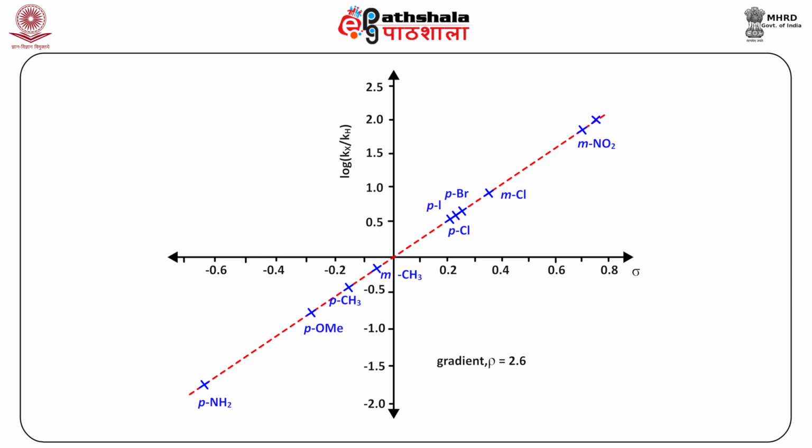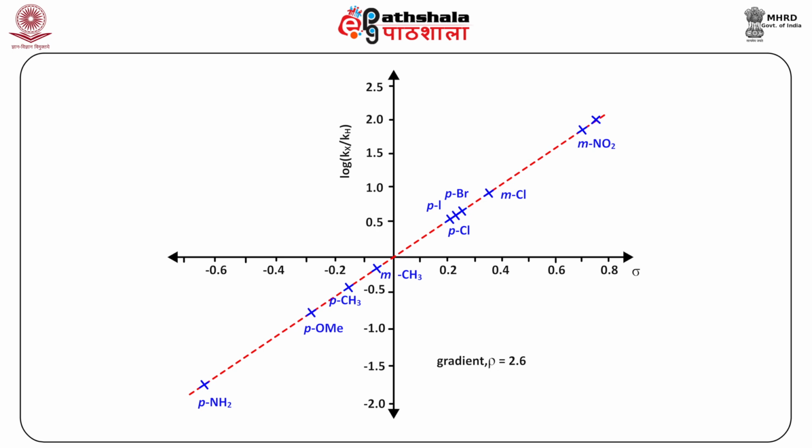Also, a positive rho value means more electrons in the transition state than in the starting material, and a negative rho means fewer electrons in the transition state than in the starting material. Now, for a given positive sigma value in different reactions, the more positive rho is, the more K, or the capital K, is greater than K naught, or the capital K naught. That is, the greater is the effect of the substituents on that reaction, or let us put it alternatively, the more sensitive is that reaction to polar effects.